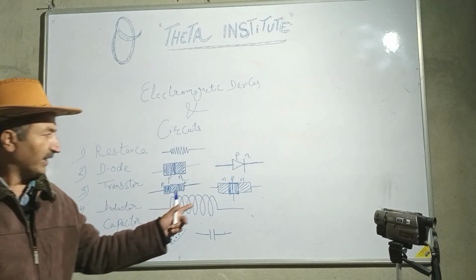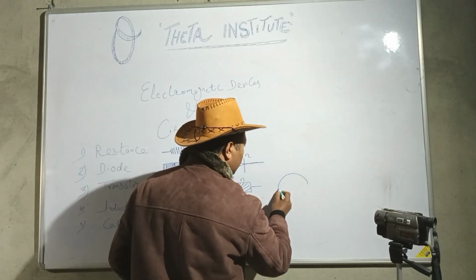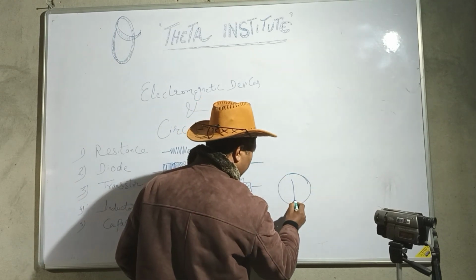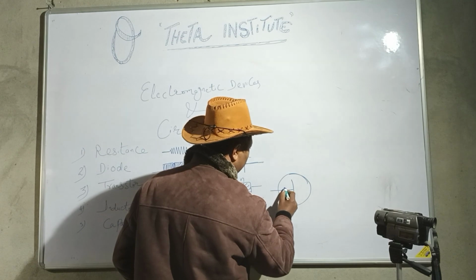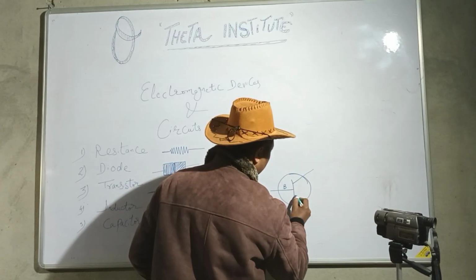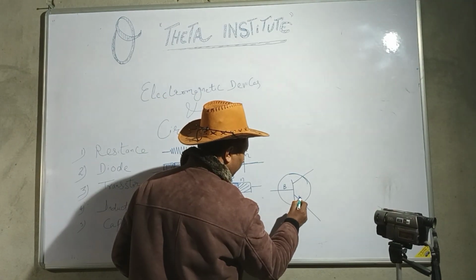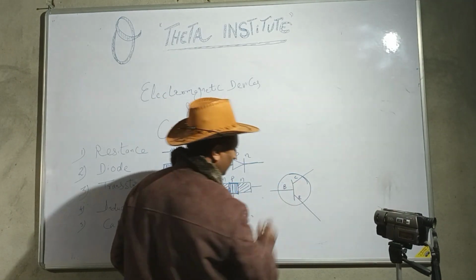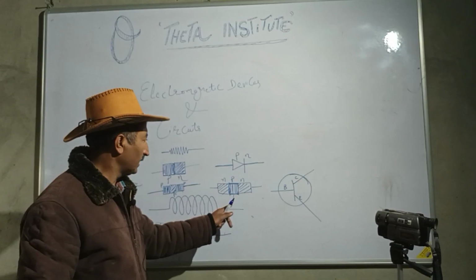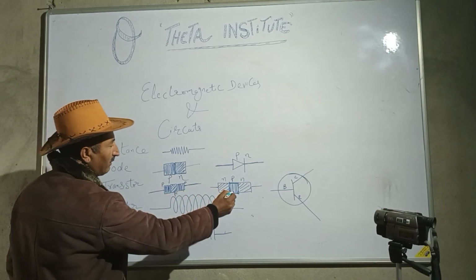The symbol of a transistor in the circuit is shown by a rounded circle with a base, a collector and an emitter. Base, collector and emitter. The central one is the base.